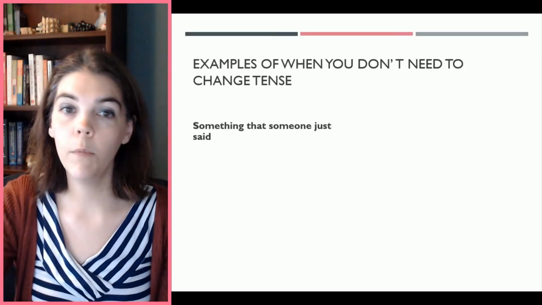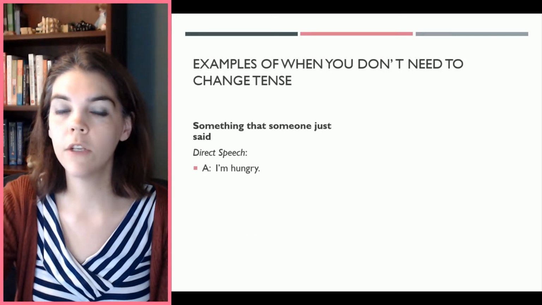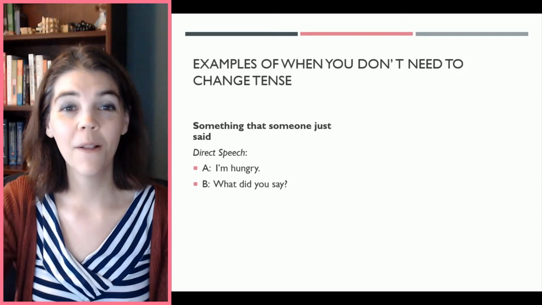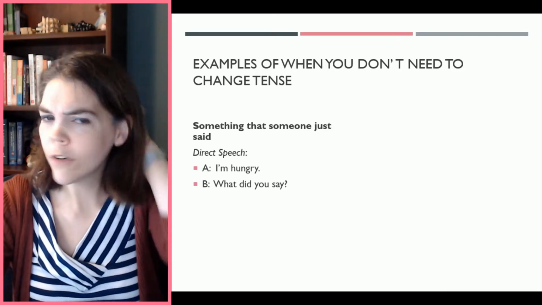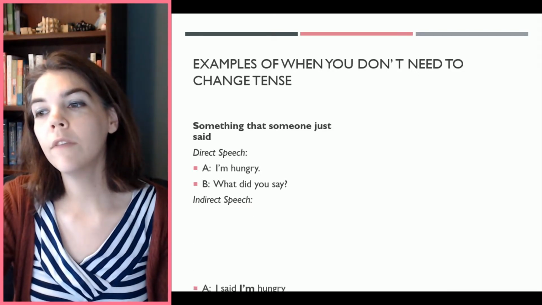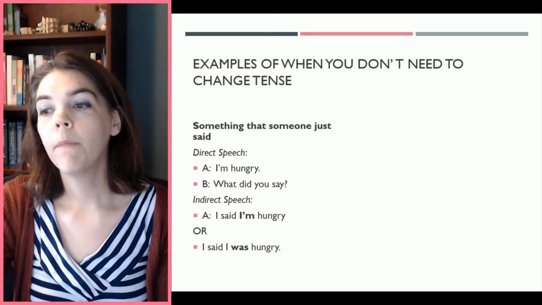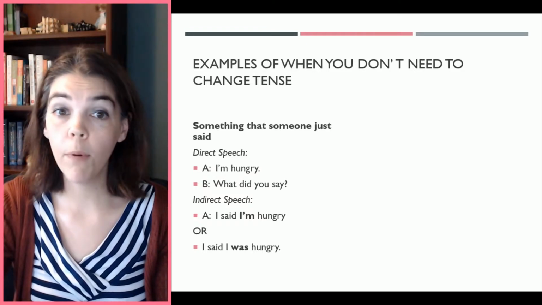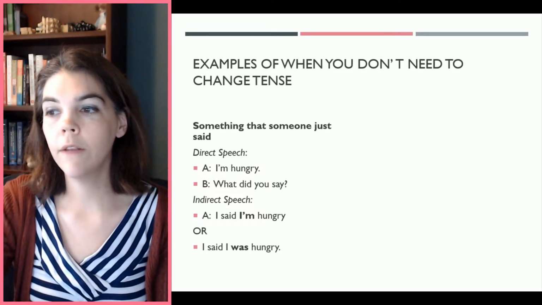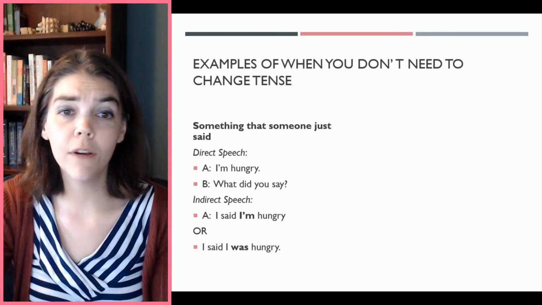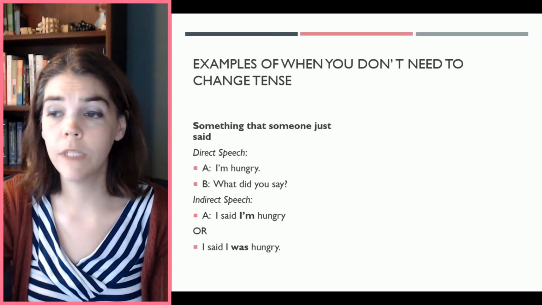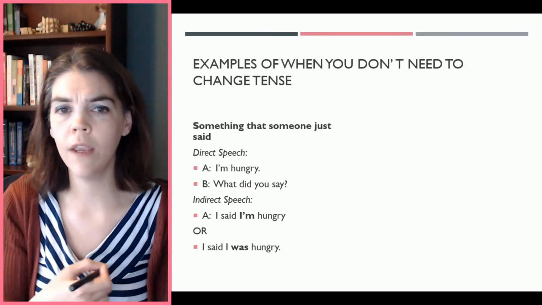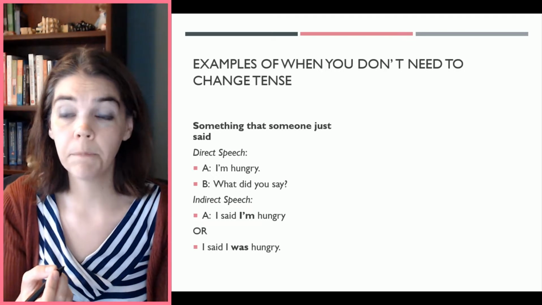So something that someone just said. In direct speech, someone says, I'm hungry. Someone said, what did you say? Like they didn't hear. It's too loud. There are too many people talking. A says, I said I was hungry. Or I said I'm hungry. Both of those are fine. And I really don't think that there's a rhyme or reason about which tense a person chooses to say for that indirect speech. I'm hungry. What did you say? I said I'm hungry. Or said I was hungry. Okay.